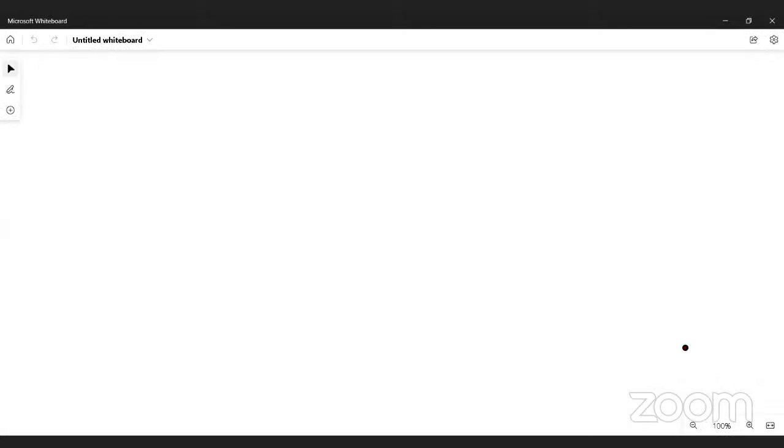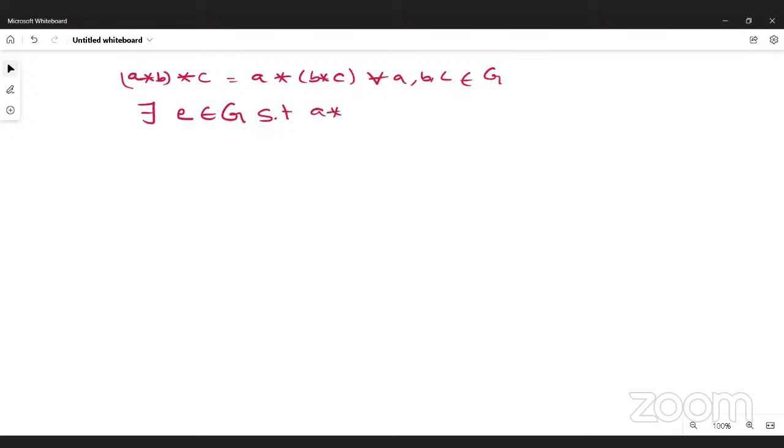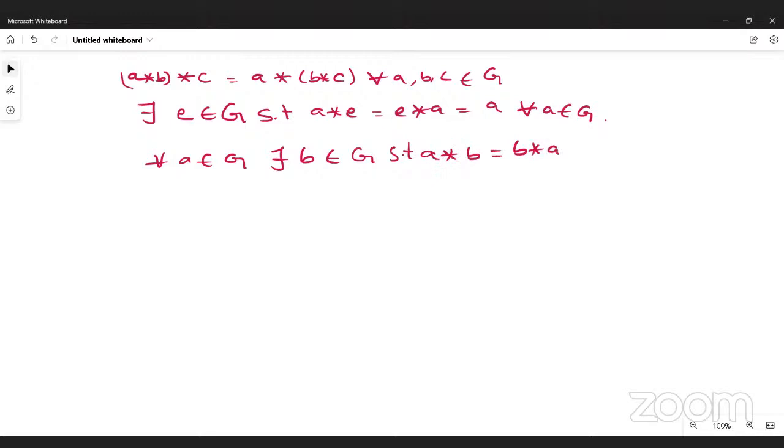We say that the binary composition star is associative if (a star b) star c is equal to a star (b star c) for every a, b, c belonging to G. And there exists an element e belonging to G such that a star e equals e star a equals a for every a belonging to G. And for every element a belonging to G, if there exists b in G such that a star b equals b star a equals e, then we say that b is the inverse of a, or a is the inverse of b.